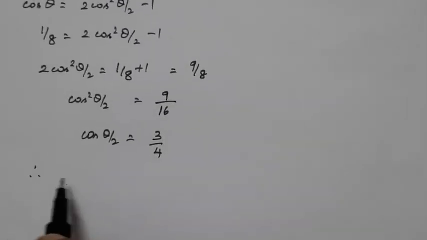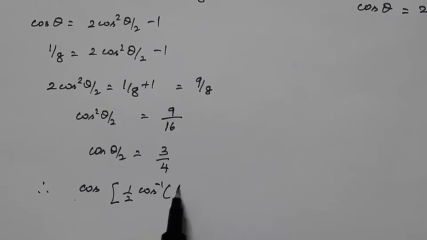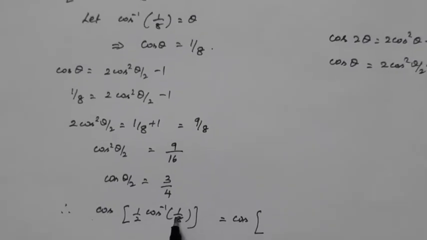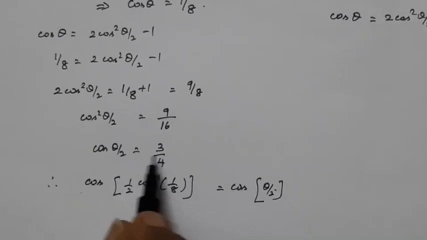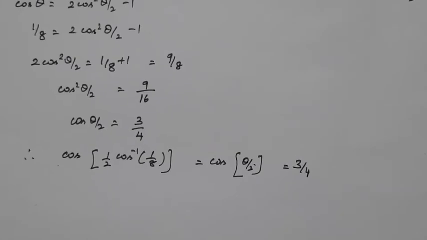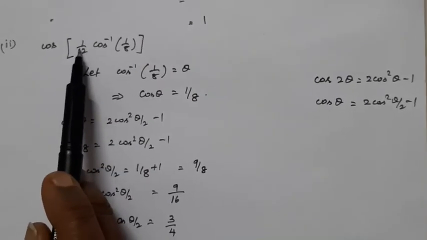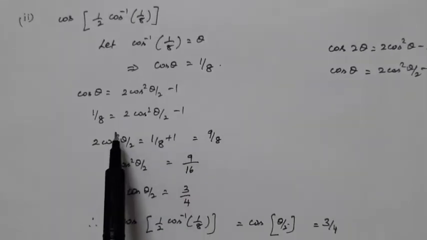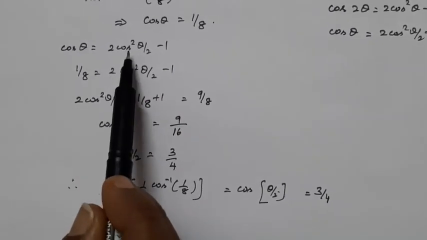Therefore, the given expression, cos of 1 by 2 into cos inverse of 1 by 8, with cos inverse of 1 by 8 taken as theta, will be cos theta by 2. Now, we have found cos theta by 2 as 3 by 4. So, what is the value of the given expression? 3 by 4. Do you understand this? As we substitute cos inverse of 1 by 8 as theta, it reduces to cos theta by 2. In order to find the value of cos theta by 2 using this cos theta, we used this relation which relates cos theta and cos theta by 2.